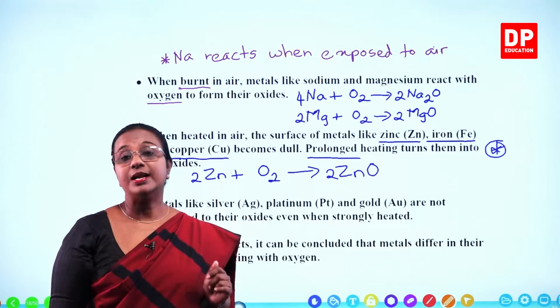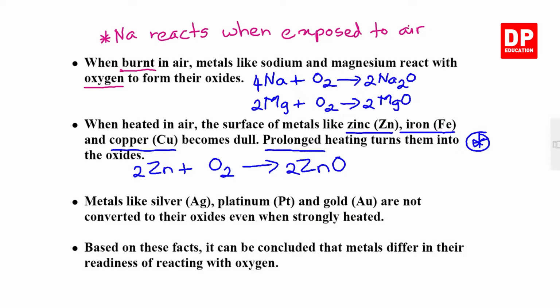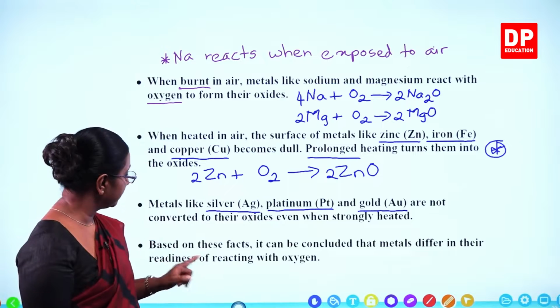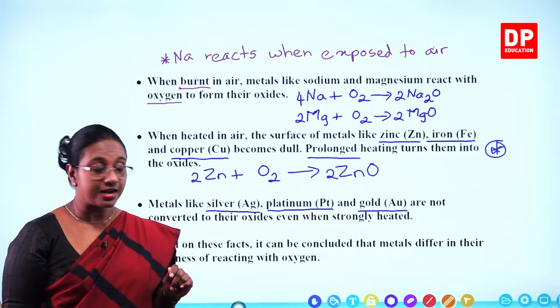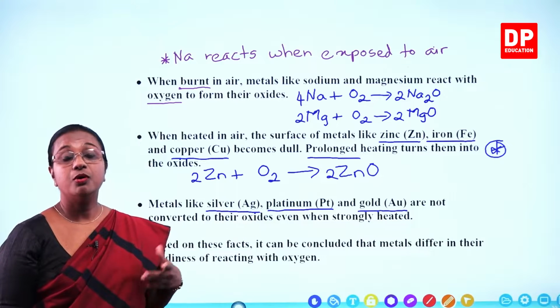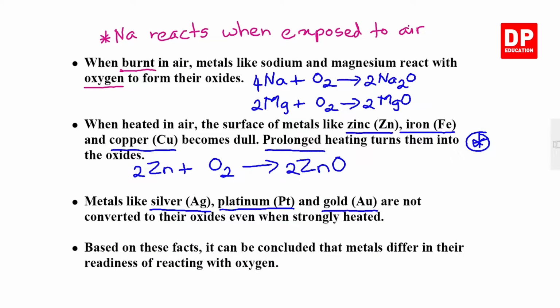While heating, what happens? The same way, if you take metals like silver, platinum and gold. You are familiar with all the standard symbols. Silver Ag because it's argentum, platinum Pt and gold Au, aurum. So metals like silver, platinum and gold are not converted to their oxides even when strongly heated. They are not converted to their oxides.